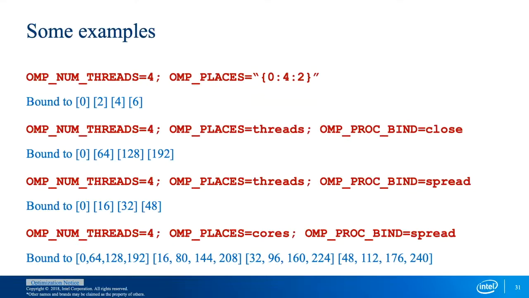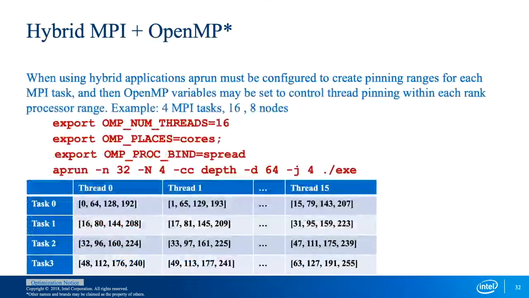I need to time share, and I'm delaying all the execution in the rest of the processor, right? So I find these letting things float on the core pretty useful. Now, if you're doing hybrid execution, which you probably are if you run on Theta, you need to know how to set this up for a hybrid MPI plus OpenMP.